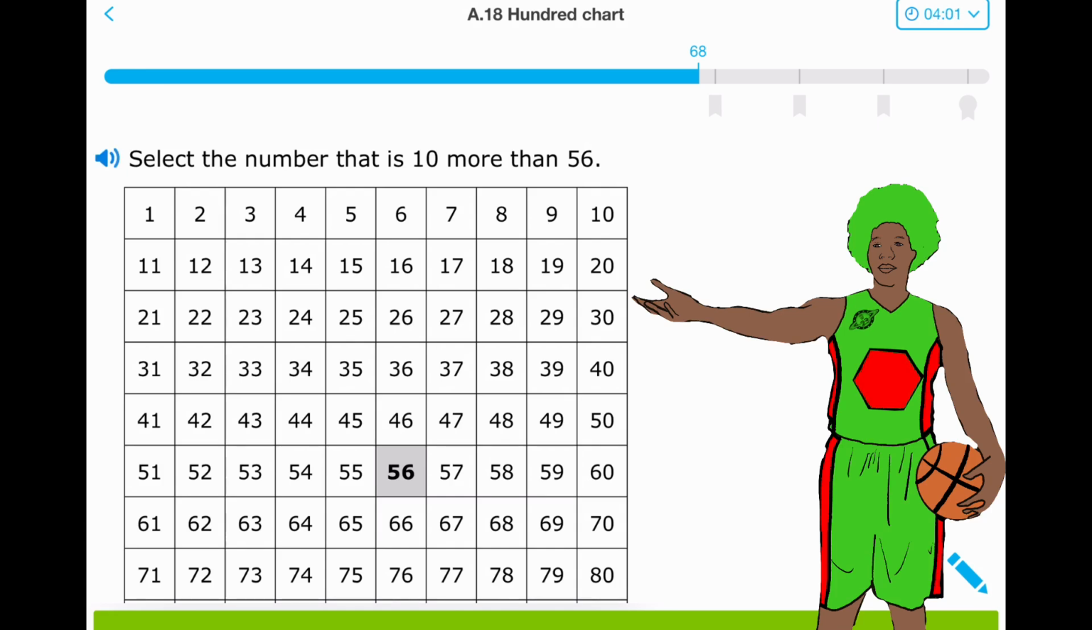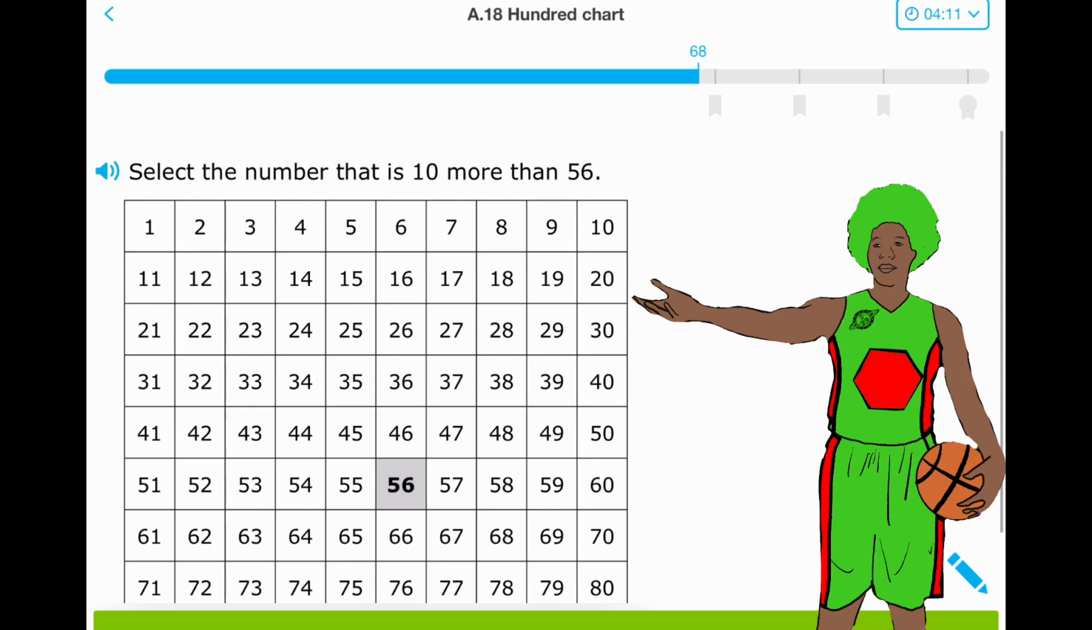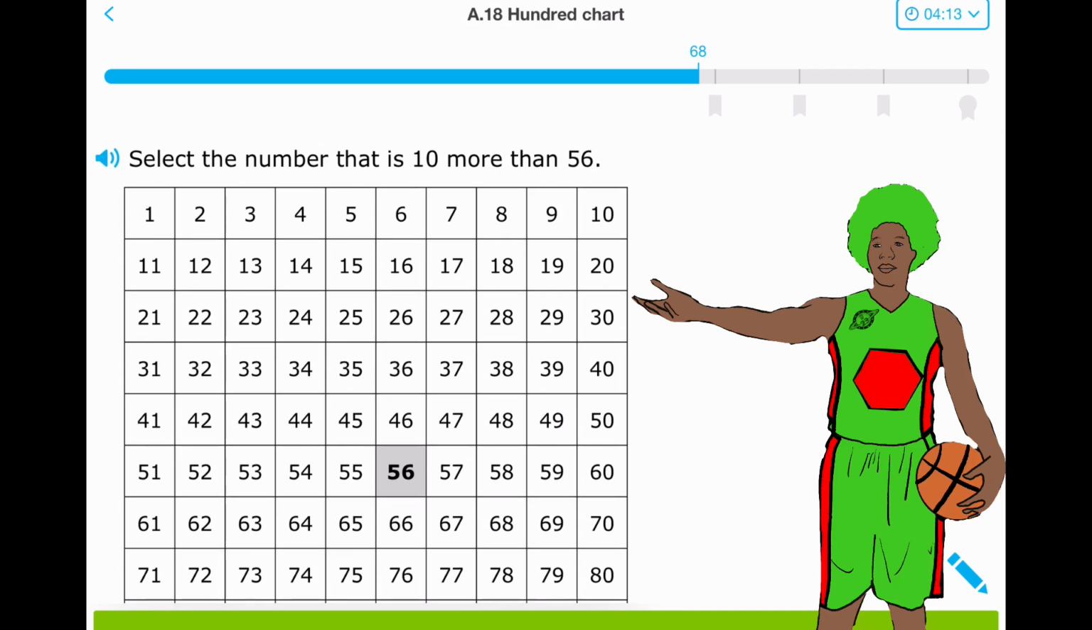Select the number that is 10 more than 56. Okay, based on what I just said about the 100 chart being written in this pattern right here and being designed in this pattern, if a number is 10 more than 56, then which way should I go? Should I go to the right? Should I go to the left? Should I go up or should I go down?